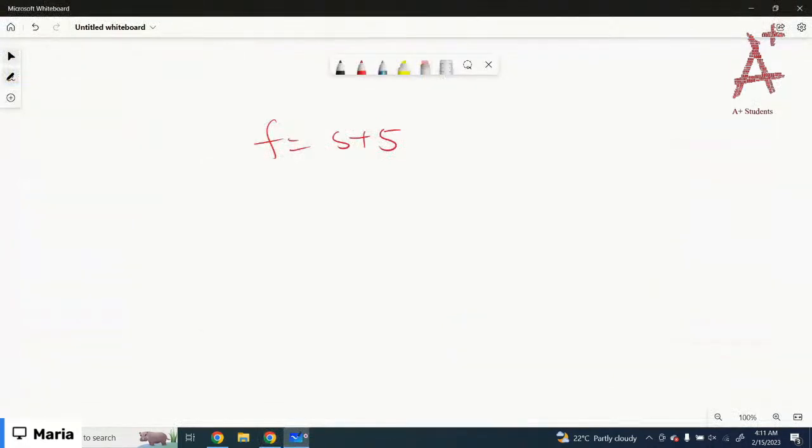So first replace the S with 1. 1 plus 5 equals 6. Then replace the S with 2. So it would be 2 plus 5. So 2 plus 5 equals 7. So that means the missing values are 6 and 7.